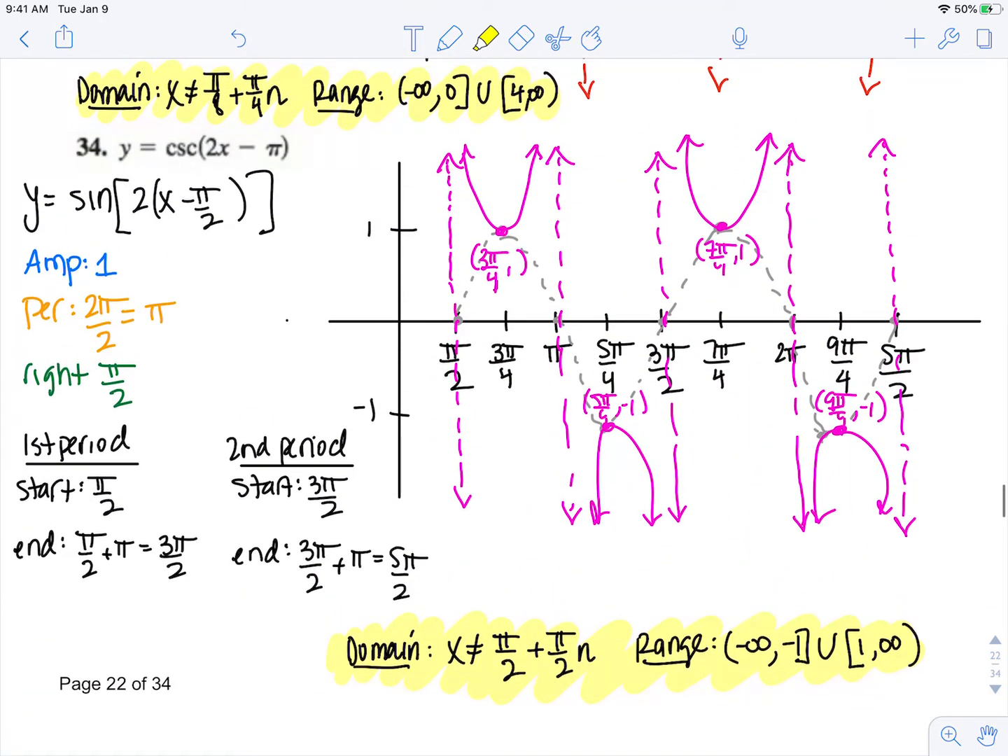And so every time you graph a cosecant or secant function, you should also be able to look at the graph or just look at characteristics of the function and identify the domain and range.